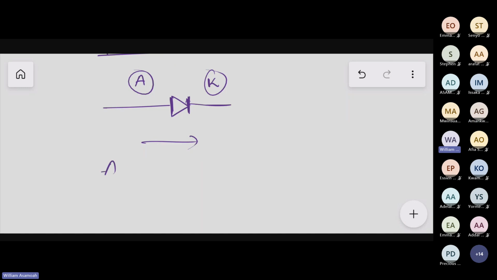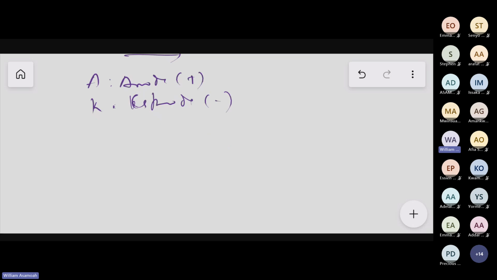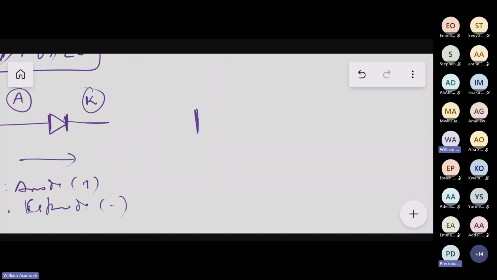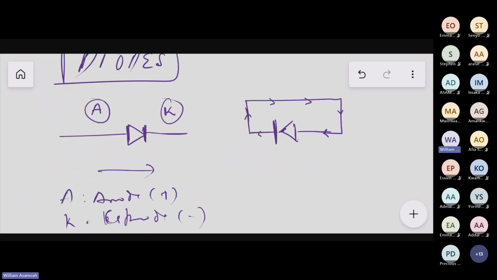So that's the anode, and that side is marked positive, and this is the cathode, and that side is marked negative. Now, if I connect a diode like this, then current can only flow in this direction. Current can never flow in the reverse. Is that right? Great. So diodes are one-way valves for current.